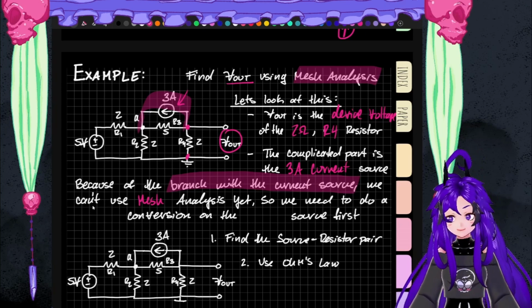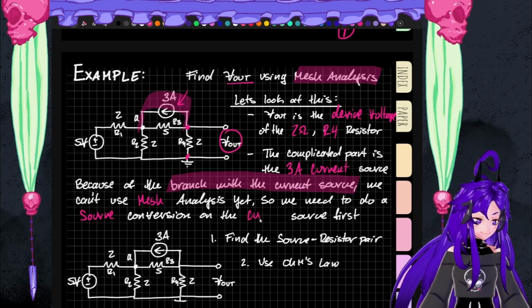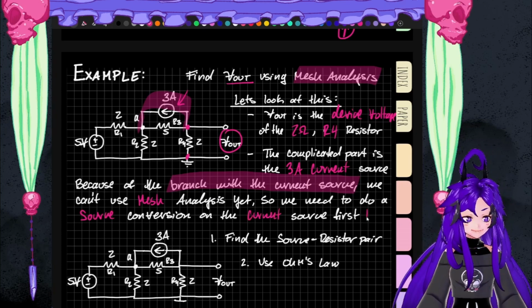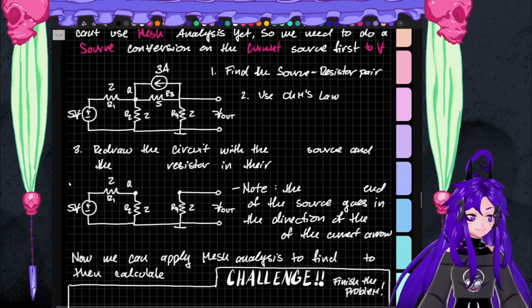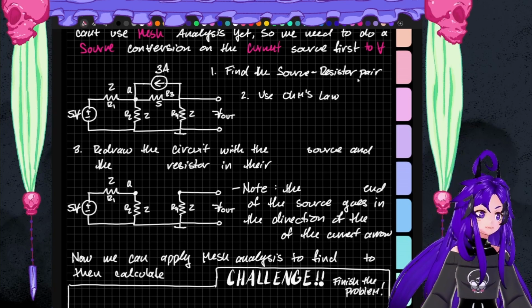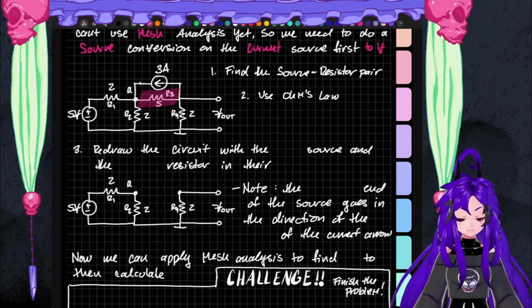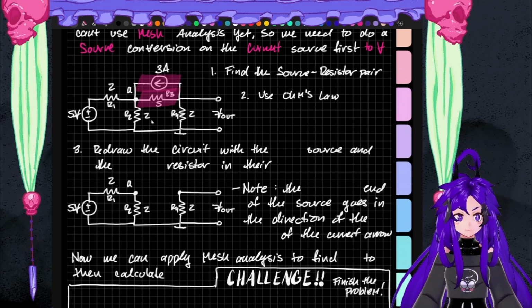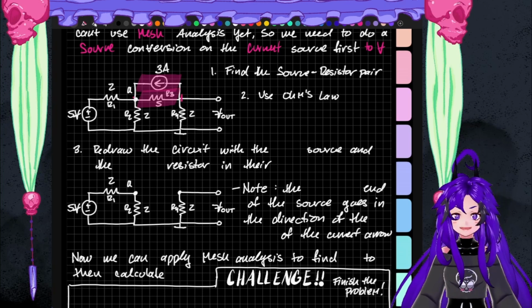So we need to do a source conversion of the current source. We need to convert it to voltage. Right? So, step 1. Find the source resistor pair. So we need the right geometry. We need the parallel resistor to the current source. And we got it. It's right there. It happens between point A and here, the terminal that shows us V out.